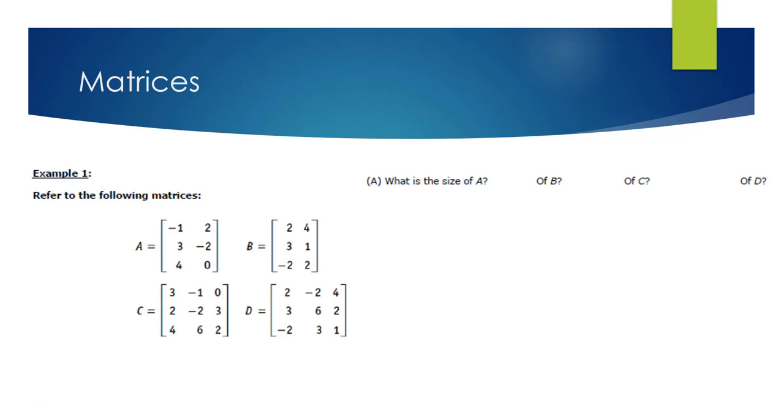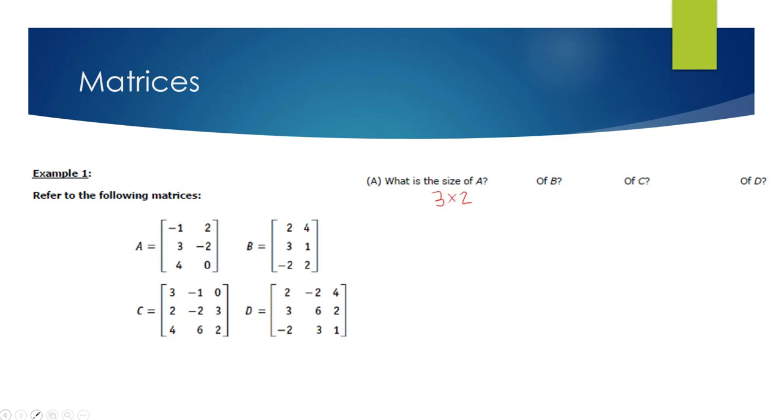So for example 1, let's answer these questions for me. What is the size or dimension of matrix A? How about matrix B? How about matrix C? What about matrix D? The sizes shouldn't be all that difficult for you to come up with. I can see here I have 3 rows. This is a row, this is a row, this is a row, so 3 by column, column, column. So it's 3 by 2.